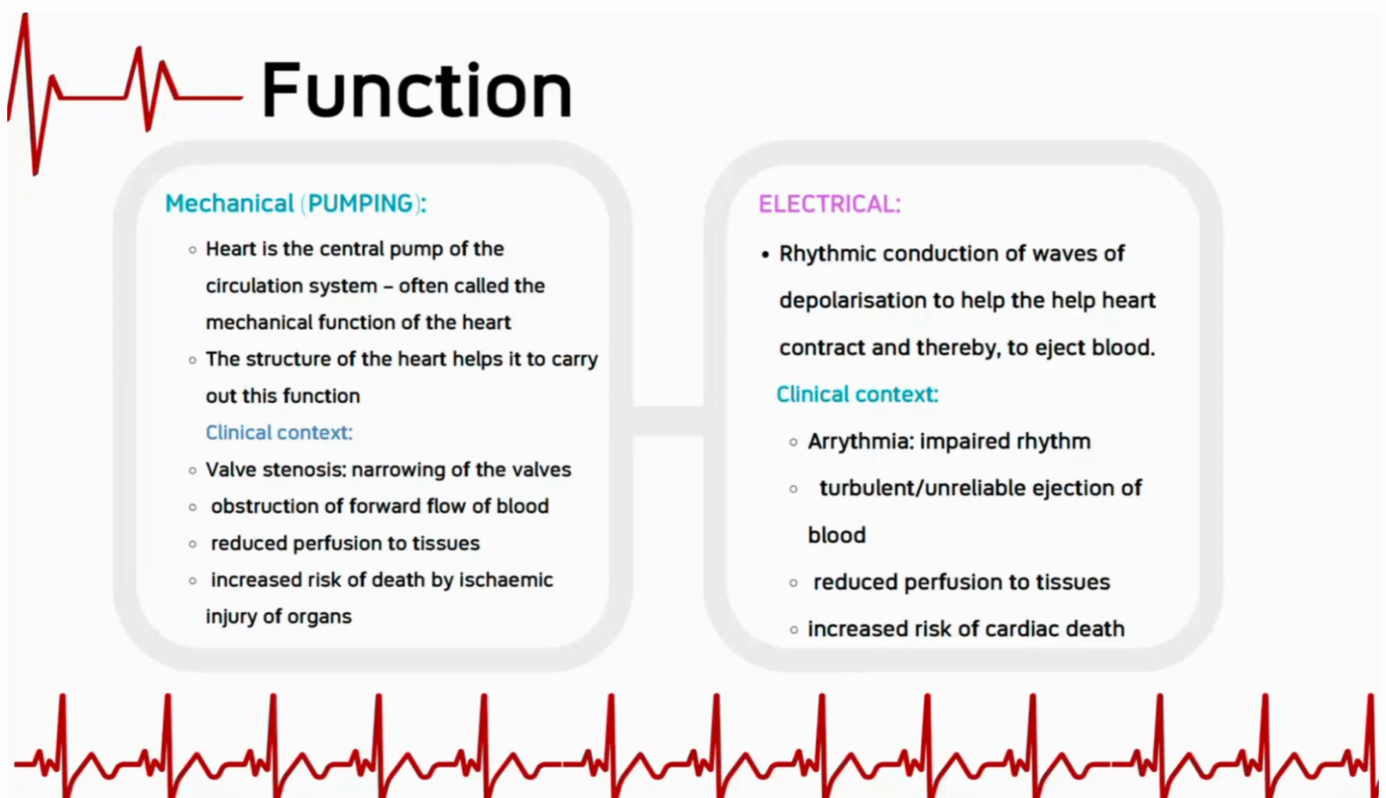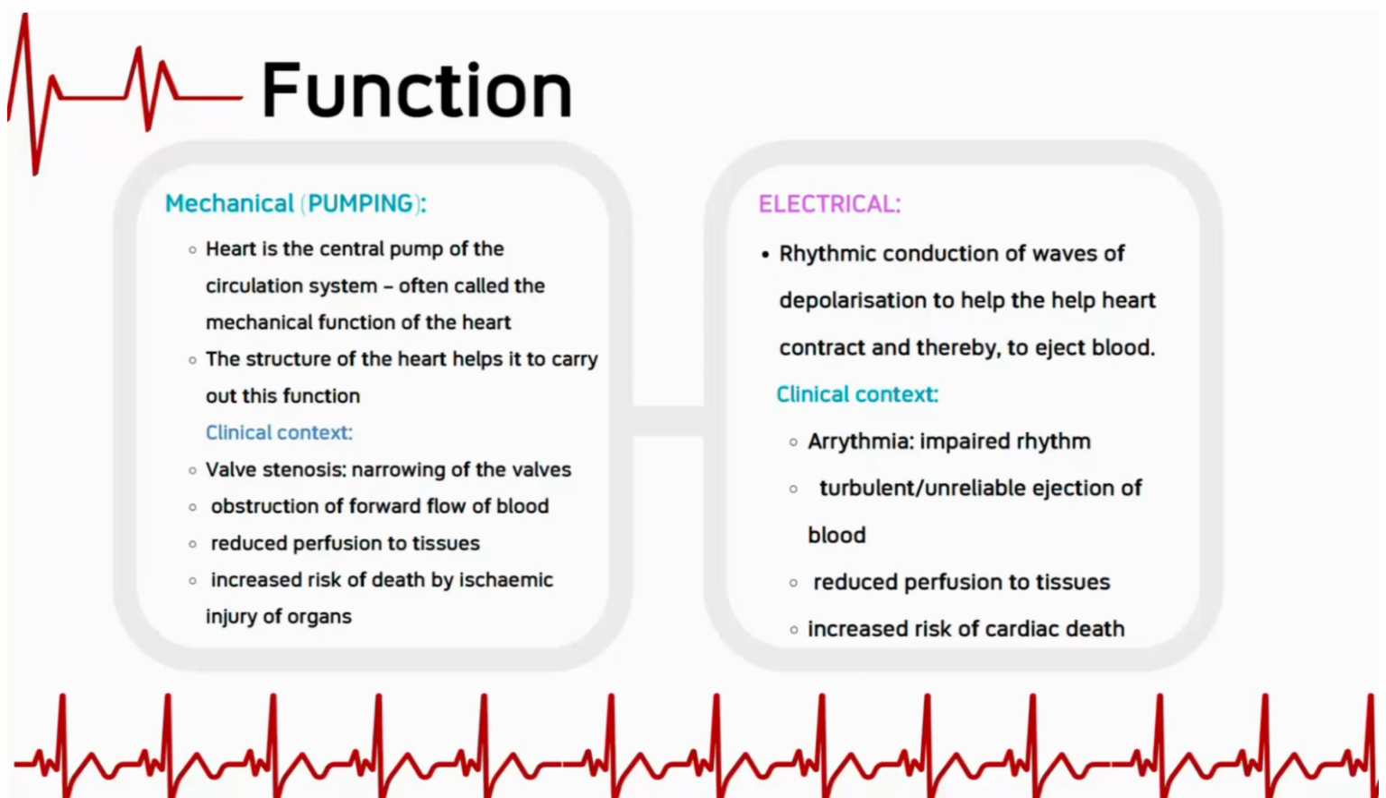With the pumping function, this is the mechanical function of the heart. So the heart is the central pump of the circulatory system. It is the engine. It is the one that facilitates the flow of blood all throughout the body, and the structure of the heart helps it to carry out this function. With the electrical side of the heart, we have rhythmic conduction of waves of depolarization to help the heart contract and thereby eject blood. And when we speak about this clinically, these are the things that actually go wrong.